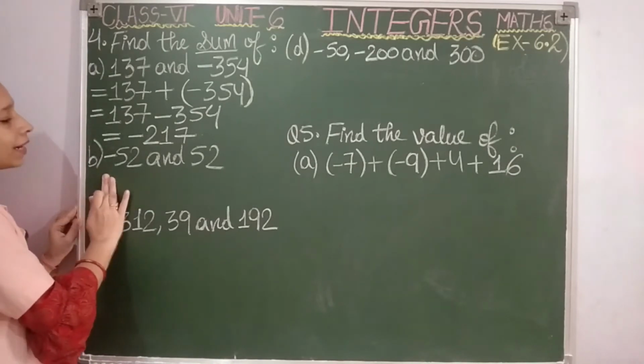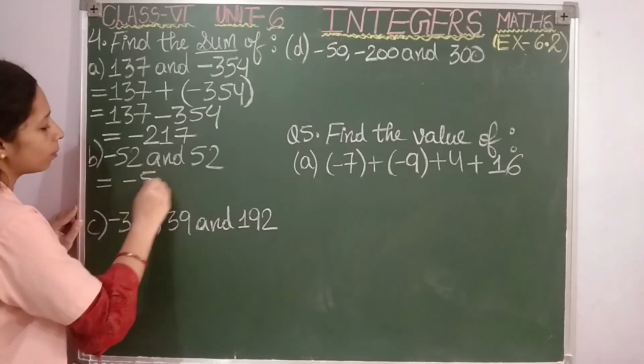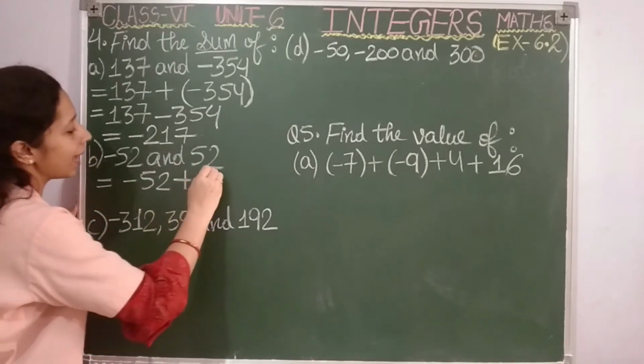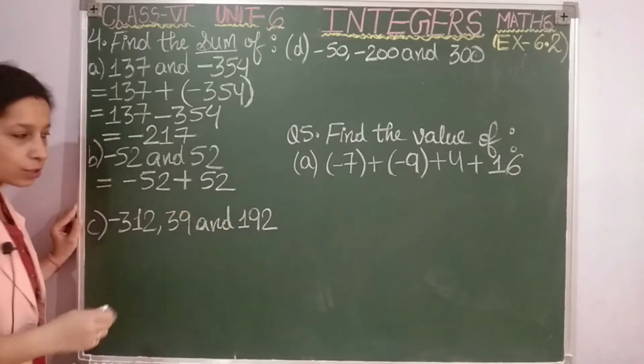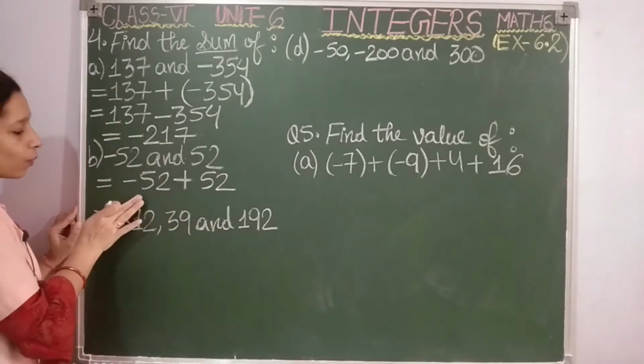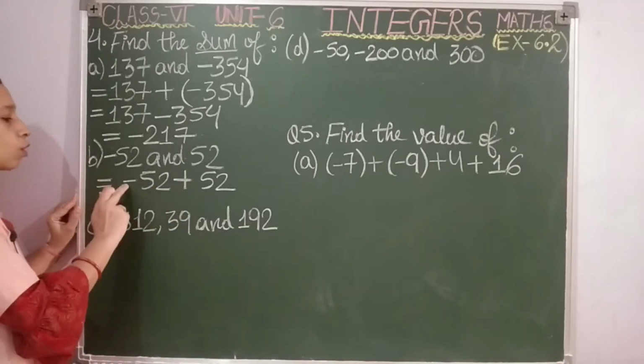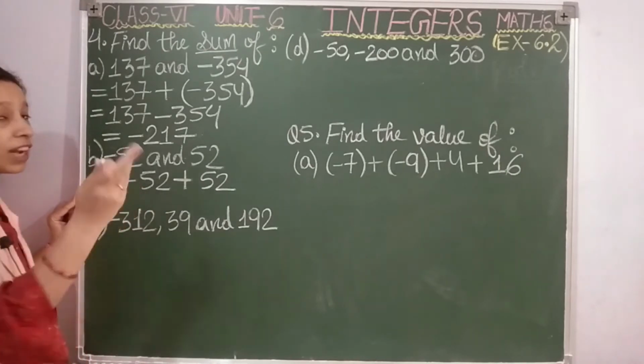Okay, now let us add minus 52 and 52. Very simple. Minus 52, in place of 'and' write plus, and then 52. Clear, students? This 52 I have written. Now see, minus plus means one is negative, another one is positive. So that means you have to subtract only. So minus plus, minus 52 minus 52.